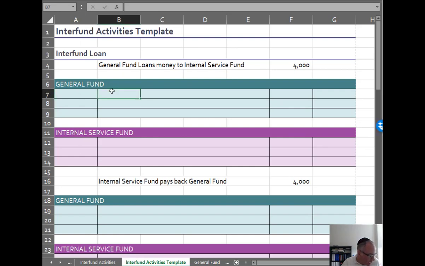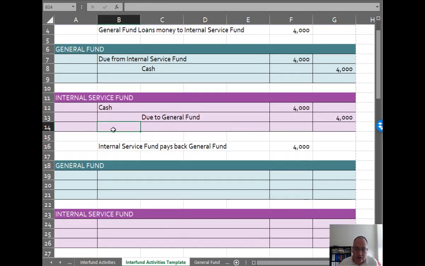So the first thing that happened was the general fund loaned money to the internal service fund. In the general fund, you would credit cash for $4,000 and debit due from internal service fund $4,000, and now they have a receivable. On the internal service fund, you're going to debit cash for $4,000 and credit due to general fund $4,000.